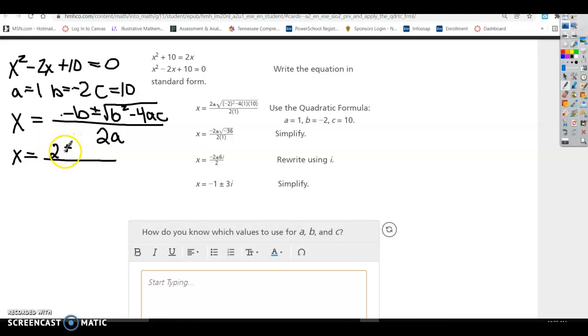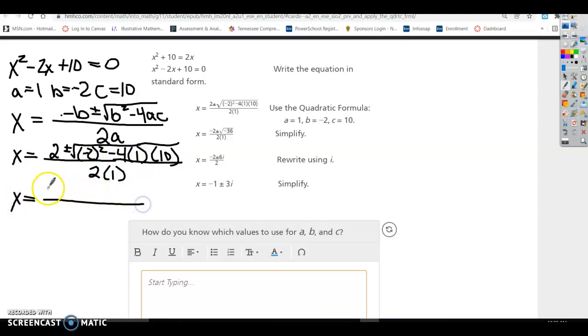Plus or minus the square root of b squared. So it's going to be -2 squared minus 4 times 1 times 10, all over 2 times 1. Right, then we're going to simplify under the radical first.